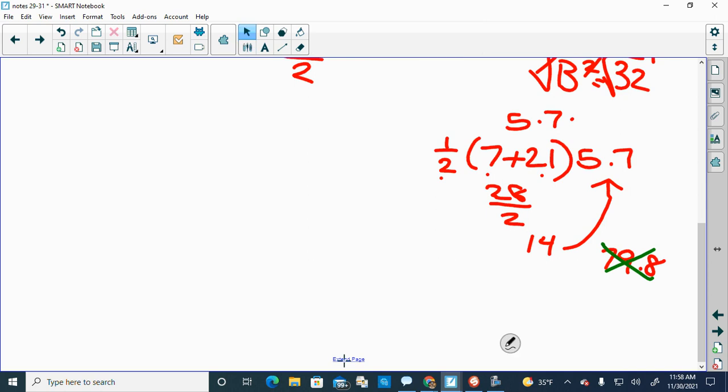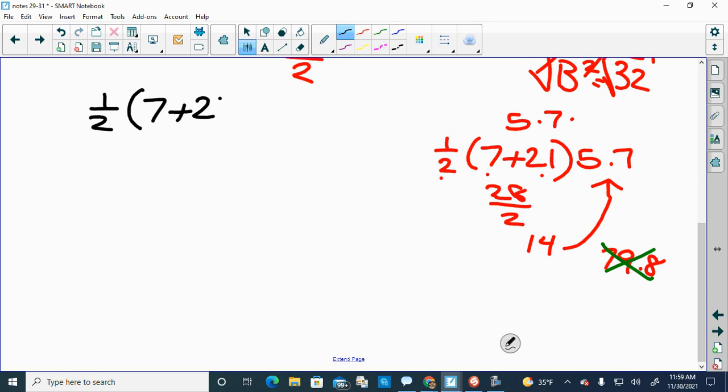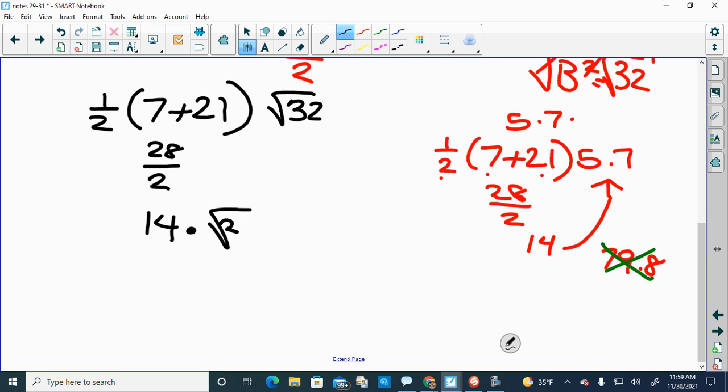So I've got to show you what you should be doing. We found out that it's supposed to be the square root of 32. Do not find the decimal until the end. So we're writing our formula: it's 1/2, the bases were 7 and 21, so that part hasn't changed. But we're going to leave this radical format until the end. So you're going to go 7 plus 21, which is 28, and divide that by 2, which is 14. Then you're going to times that by the square root of 32.